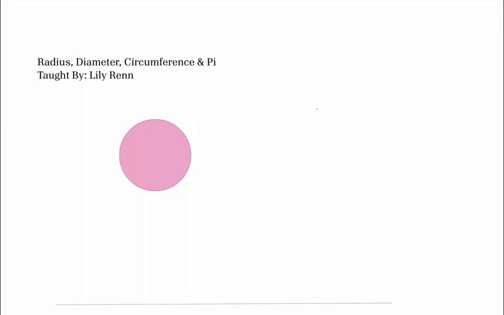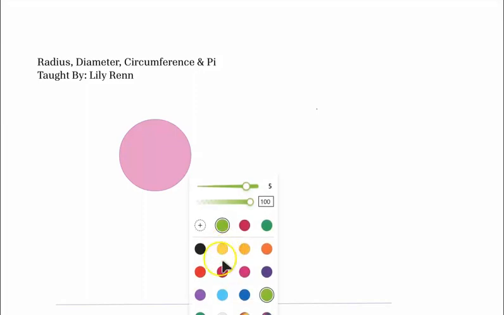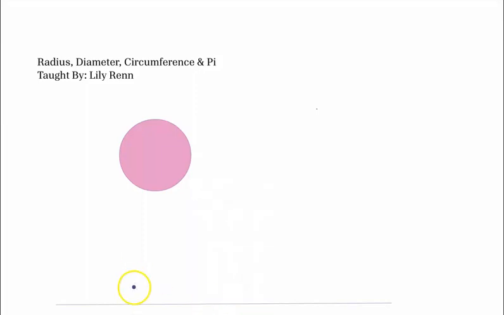Today we're going to be reviewing radius, diameter, circumference, and pi. So let's start with a circle, as we're looking at right here. This part right here is the center. So we're going to put a dot here, right about the center, and we're going to label this point O.